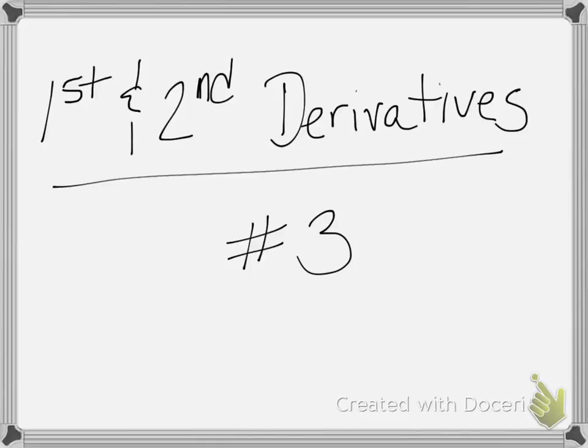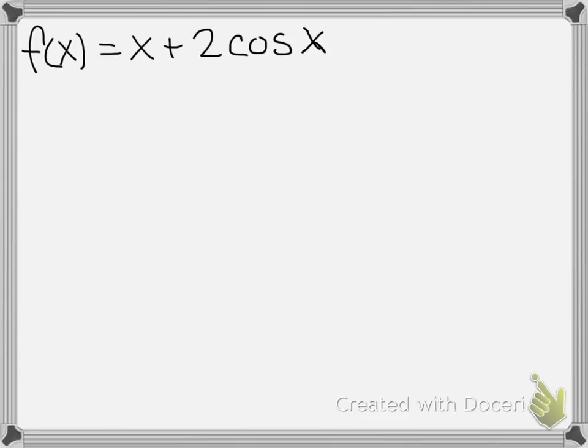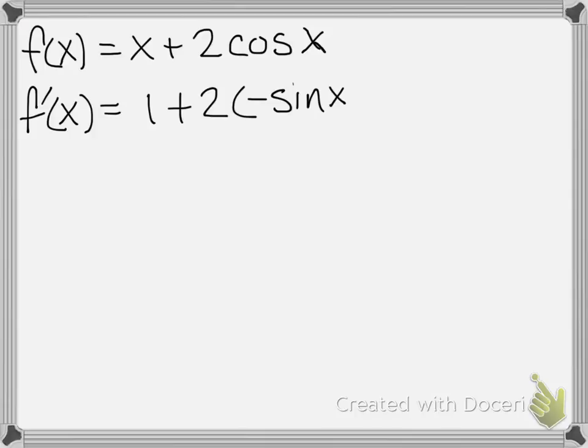This is the third example for the first and second derivatives, increasing, decreasing, concave up and concave down, off of the review sheet. So for problem number 3, we're given a function f of x is equal to x plus 2 cosine x. So just like all the others, start out by taking derivatives, and we come out with f prime is equal to 1 plus 2 times negative sine x, which is the same as 1 minus 2 sine x.